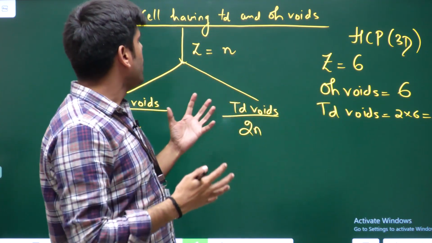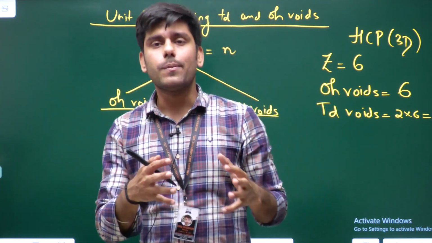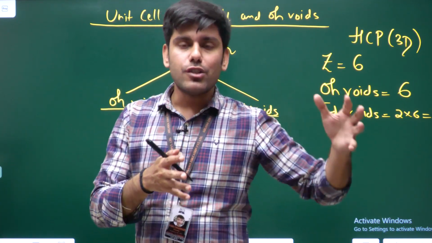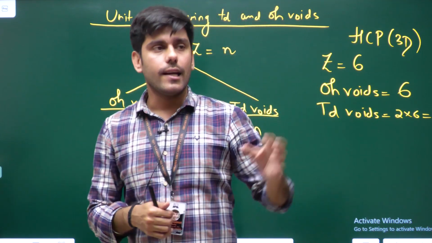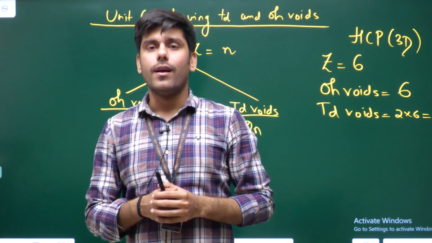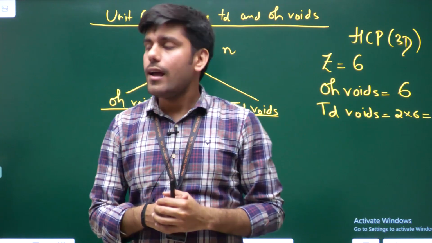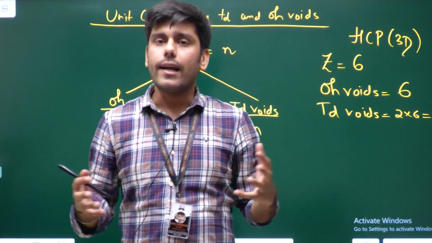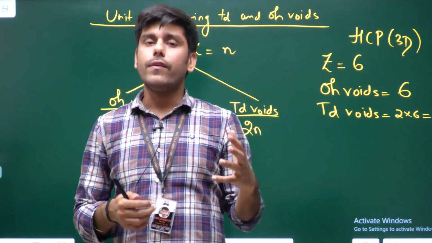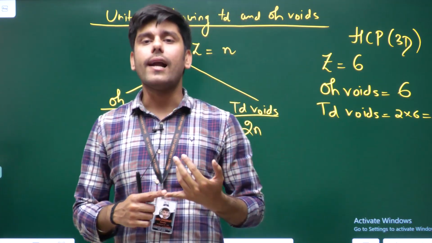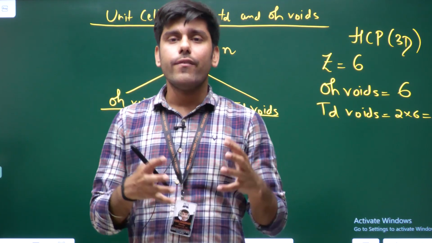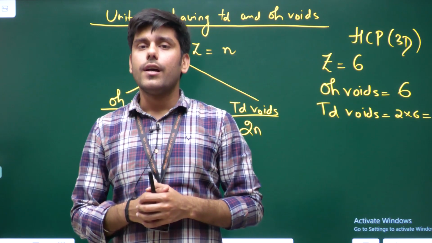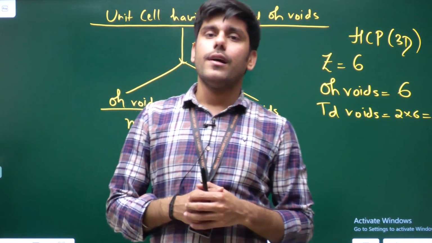So this is how we have seen the type of voids present in the unit cells, after the arrangement of atoms in those unit cells, their positions and their number. I hope you have understood. Now in the next class, we will see the arrangement of atoms, and more importantly, the parameters: the number of atoms, the packing efficiency, the relation between a and r, which is very important, and the coordination number, with examples.